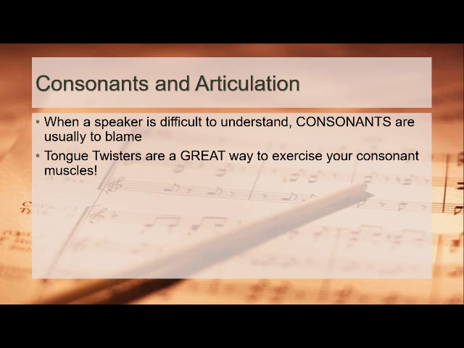Tongue twisters. Tongue twisters are exercises for your mouth, just like doing calisthenics or aerobics is exercising your body to make it stronger. Tongue twisters work out the lips, the tongue, and the soft palate to make sure that you have sharp, clear consonant sounds.